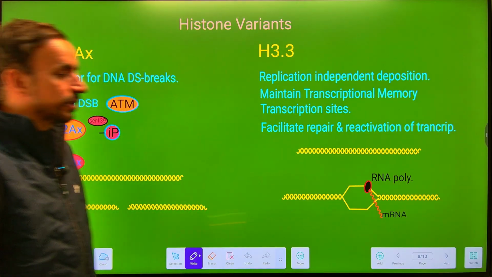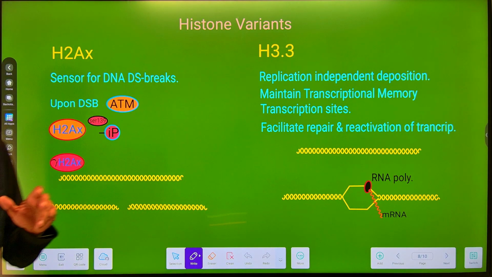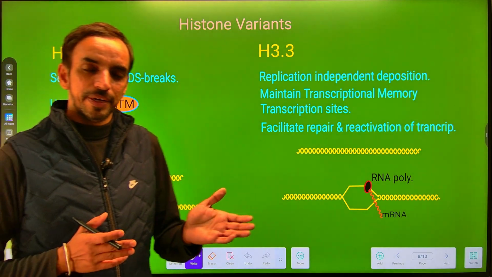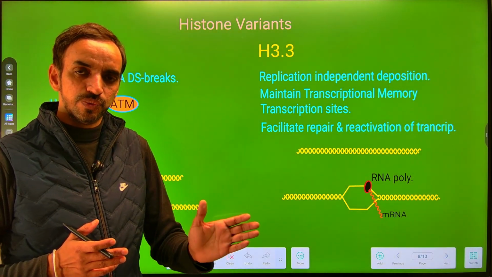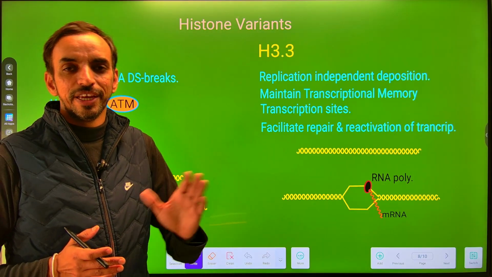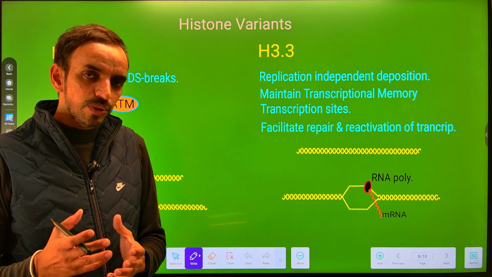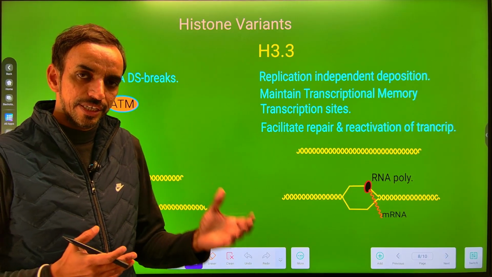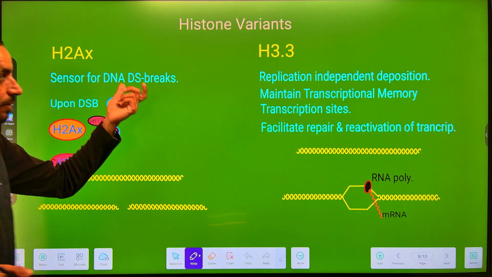Next, if we talk about some histone variants which are not the core histones, which we have talked about, that is H2A, H2B, H3, H4, which are forming the nucleosomal core, and there is an H1 linker histone. Apart from these, there are some histones which are variants of these same histones. So we are having some histone variants.